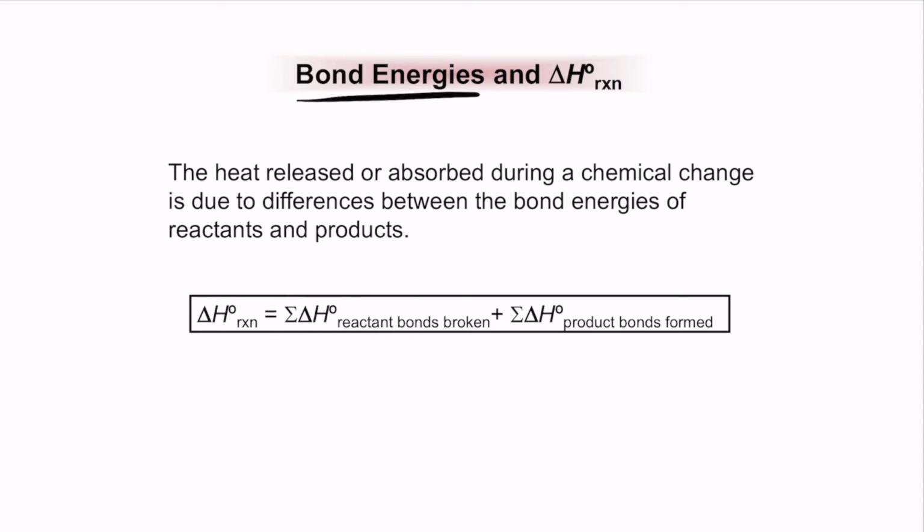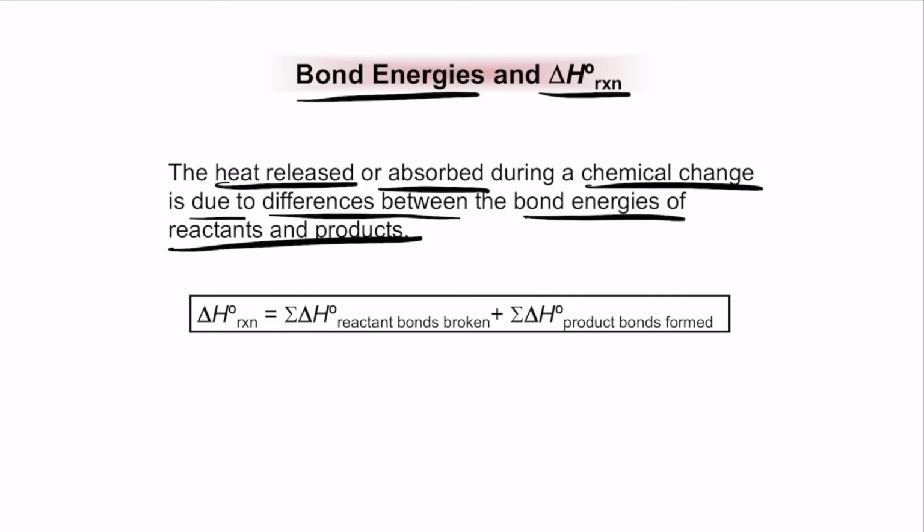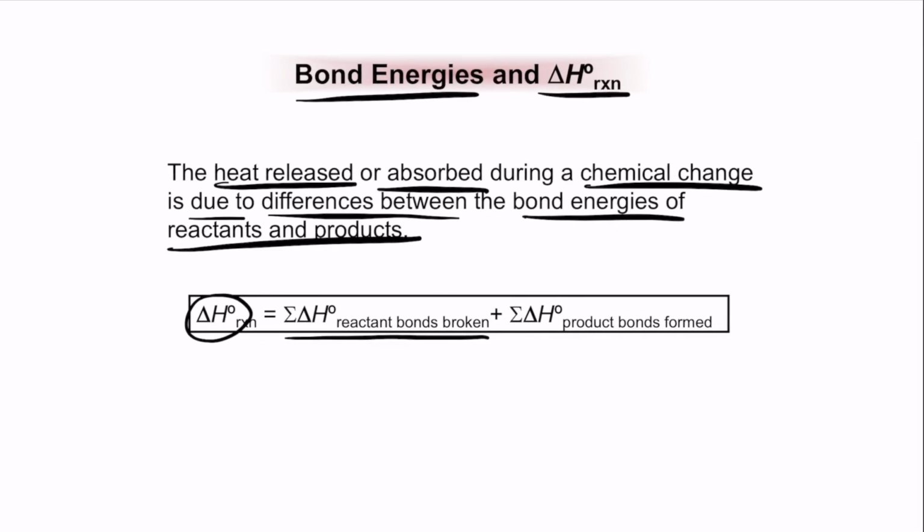Next, let's talk about bond energies and enthalpy of reaction. So the heat released or absorbed during a chemical change is generally due to the differences between the bond energies of the reactants and the products. So the enthalpy of reaction can be written as the energy of the reactant bonds that are broken plus the energy of the product bonds that are formed.